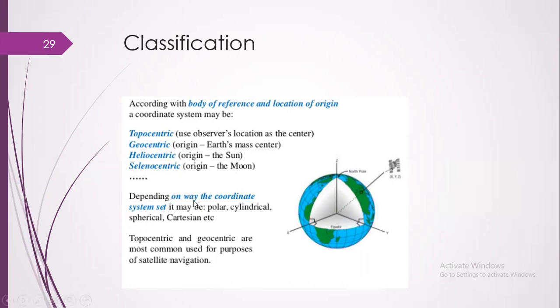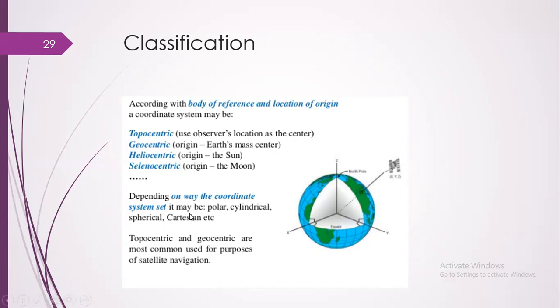Depending on the way the coordinate system is set, it may be polar, cylindrical, spherical, and Cartesian. So these are some of the coordinate systems which exist in nature. Polar systems are those in which magnitude and angle are mentioned. So these coordinate systems mainly depend upon two things: their magnitude and angle of direction.